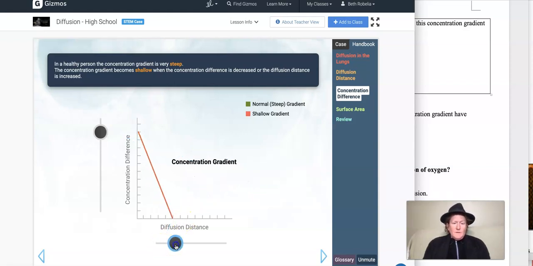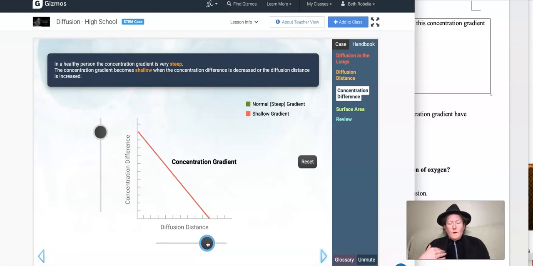So let's change the diffusion distance. We'll swell your lungs up, as if you've either breathed some chlorine or you've got some kind of lung infection, maybe you have COVID. That really swells your lungs up and makes it difficult to breathe. So the diffusion distance really increases when your lungs are swollen.